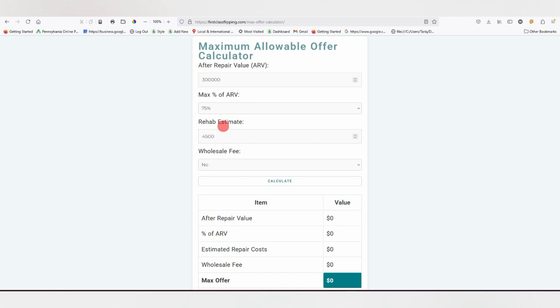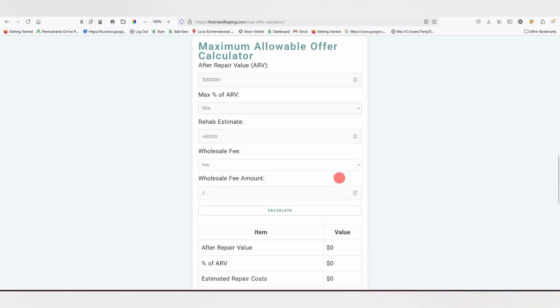Okay, we'll say $45,000. And then it's going to ask you, is there a wholesale fee? Are you wholesaling this, or is this something you're going to keep for yourself? If you're going to keep it for yourself, say no. But let's just say you want to wholesale it, right? Okay, you're wholesaling it and it's going to be a flip. So you go down here, wholesale, yes. And what is your wholesale fee? How much do you want to make for wholesaling this property?